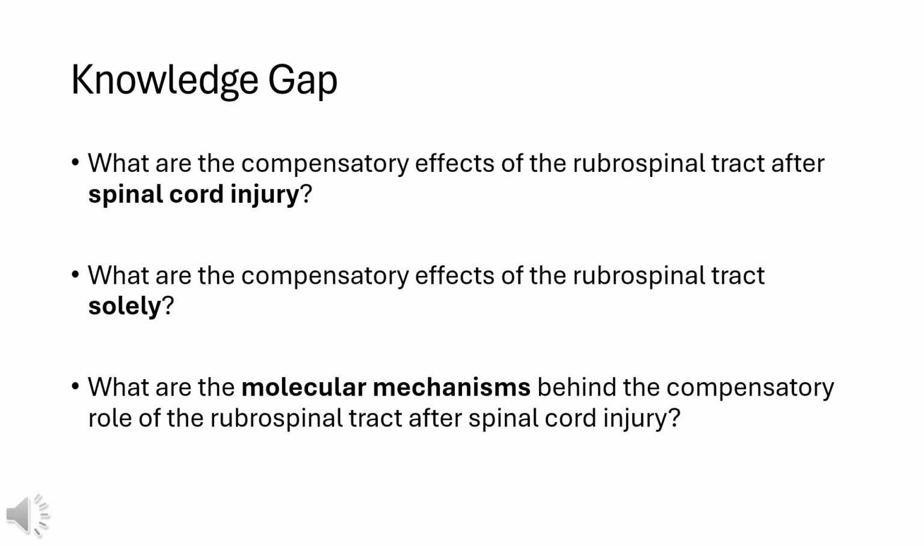Secondly, what are the compensatory effects of the rubrospinal tract solely? The previous figures showed us rat motor control in the absence of cortical spinal tract, but there's no way to prove that it was only the rubrospinal tract that was compensating, rather than the other descending motor tracts. And finally, what are the molecular mechanisms behind the compensatory role of the rubrospinal tract after spinal cord injury? As this question allows us to approach the crux of the issue and develop novel treatments for spinal cord injury.